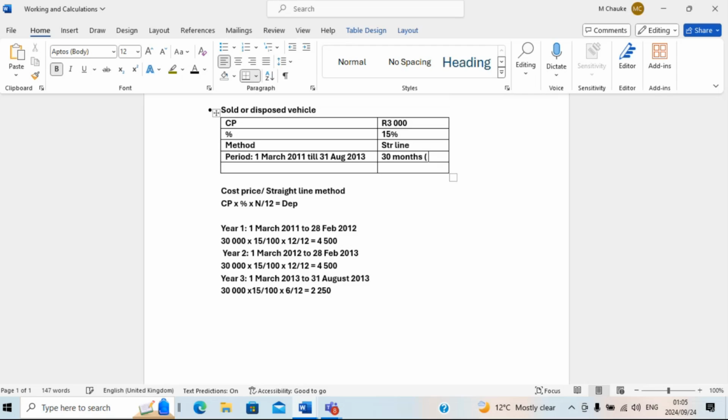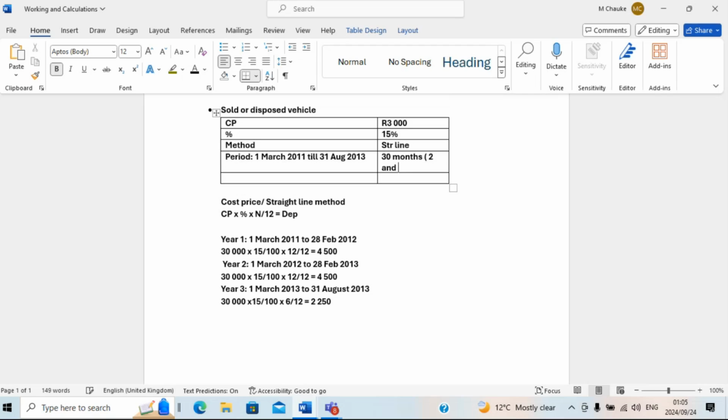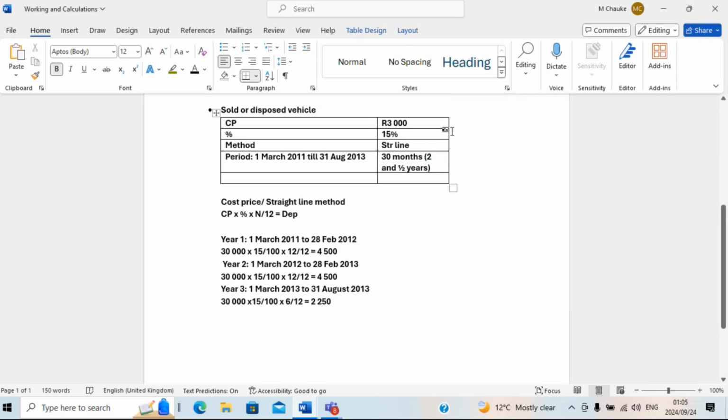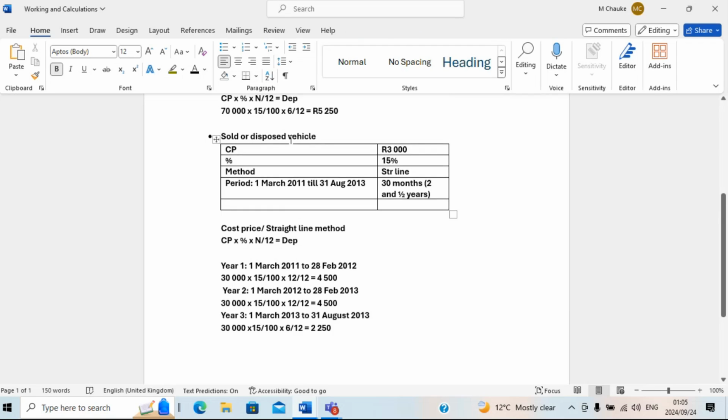Maybe I can say 2 years and a half. All right, so that is the period. 2.5 years, right? 2.5 years there. So you see now, that is the period for the sold or disposed vehicle.